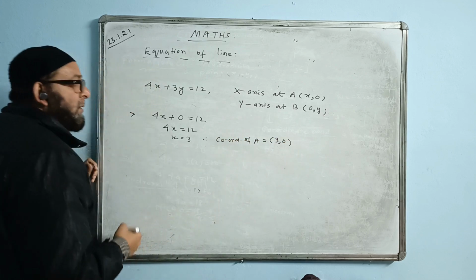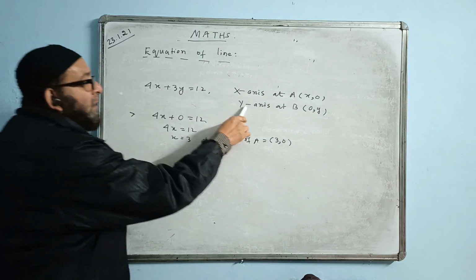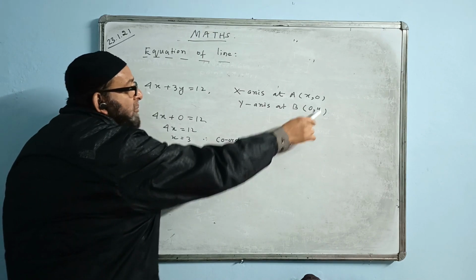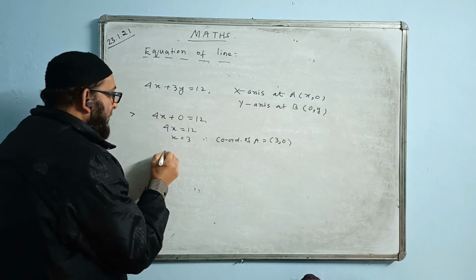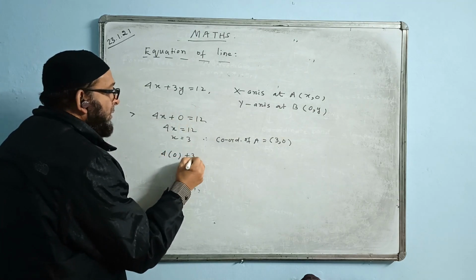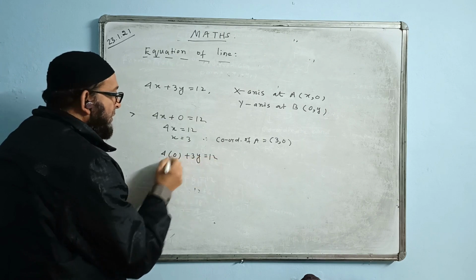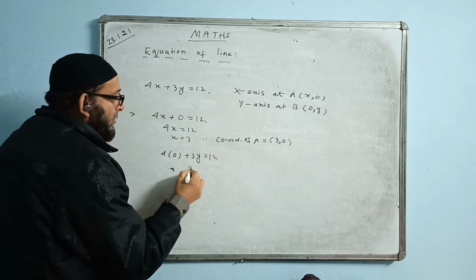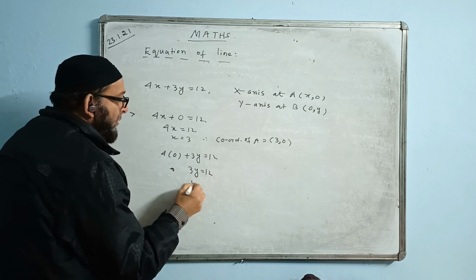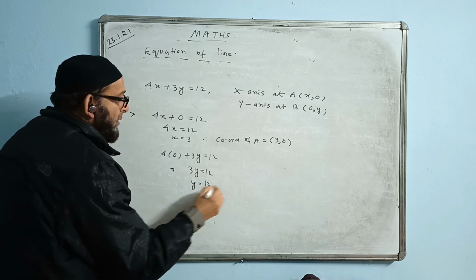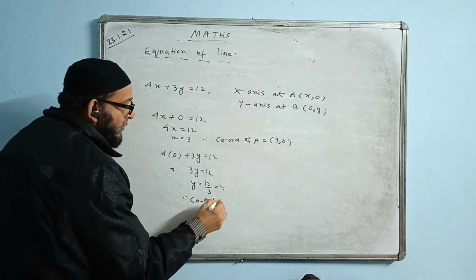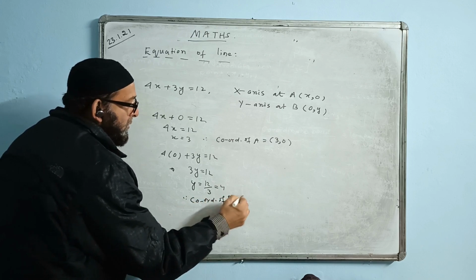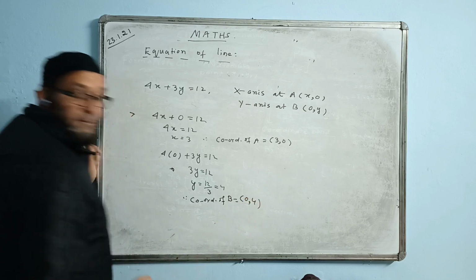Now for the y point, I put the value of y as y and the value of x as 0 in this equation. 4 into 0 plus 3 into y is equal to 12. This 0 you can leave. 3y equals 12, so the value of y is 12 by 3, which is 4. Therefore the coordinates of B become (0, 4). That is the answer.